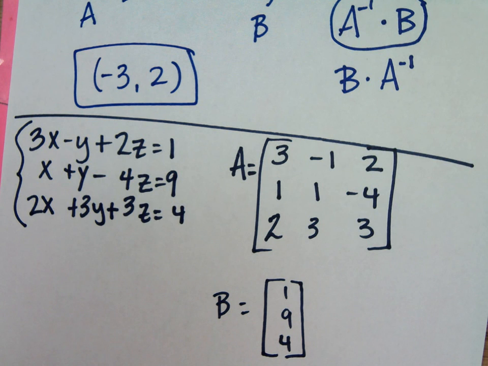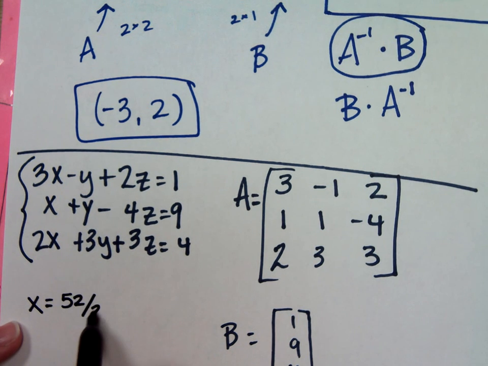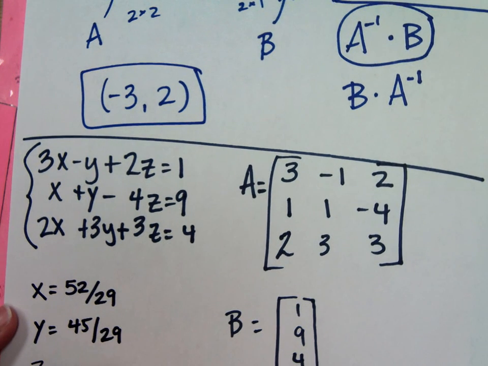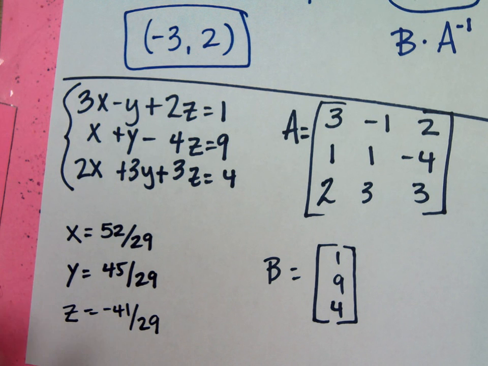What fractions did you get? Hideously ugly fractions? Like 52/29. Oh, yeah, those are fun. Well, it's okay. What did you get for X? 52 over 29. What'd you get for Y? 45 over 29. And then what'd you get for Z? -41 over 29. All right. Did everybody get those ugly fractions? Except Hunter. He got something totally different.